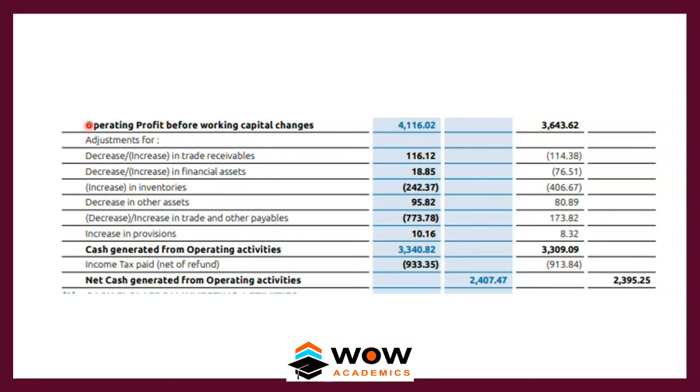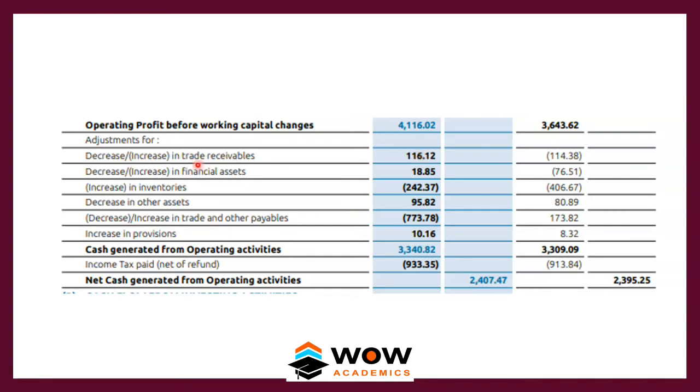And once you get operating profit before working capital changes, then you adjust the working capital. For example, if you see this company, this company has decreased its trade receivables by 116 when compared to last year. This year the trade receivables have decreased. That means more cash has been received from your debtors. So that is a good thing. So add that back.